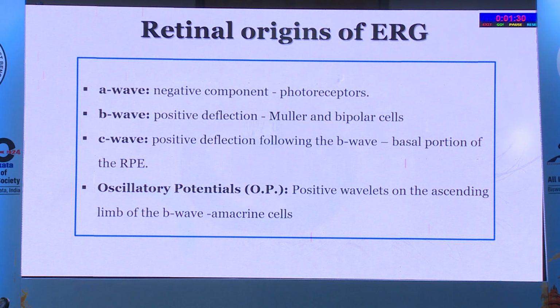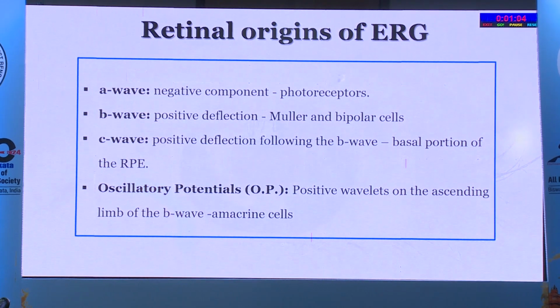We get a few waves in the ERG reading. The A wave is the negative component which comes from the photoreceptors. The B wave is a positive deflection which is caused by Muller and bipolar cells. And then we have a C wave which is a positive deflection following the B wave, and it comes from the basal portion of the RPE. We get a few oscillatory potentials which are positive wavelets on the ascending limb of the B wave, and they originate from the amacrine cells.